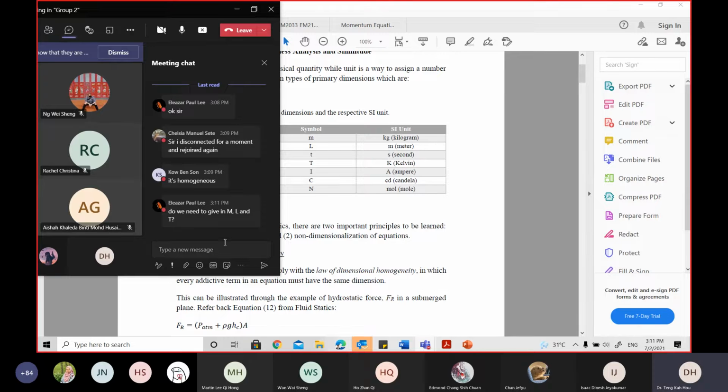Do we need to give it in MLT? Yes, that's why later I'm going to teach you how to write it in a proper way. But now is your recap, right? Because you need to learn how to put in MLT when you come to the dimensional analysis. But at this stage, you just feel free to write whatever you can. Okay, I'm going to show you a proper way to do that later on. Okay.